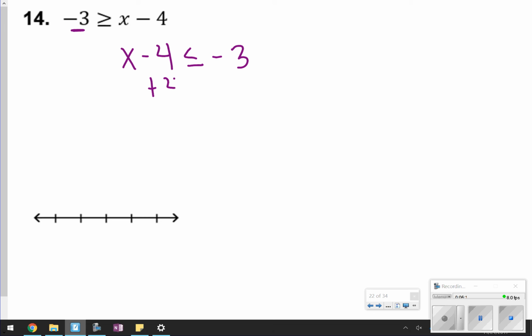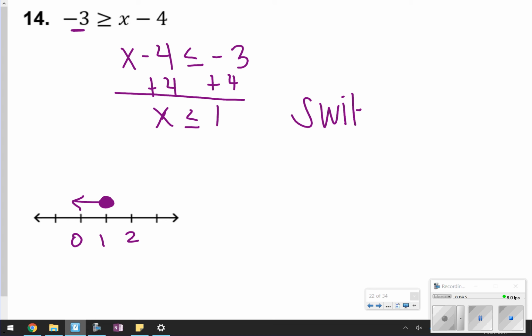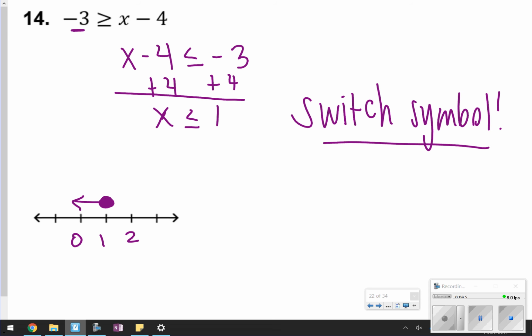I'm going to add 4 to both sides. Got to be careful here because I've got a -3 and a +4. X is less than or equal to +1. So that is closed circle pointing to the left. If you didn't graph the correct way, you didn't switch your inequality symbol. So you need to remember to switch your symbol anytime you rewrite the inequality with x on the left-hand side.